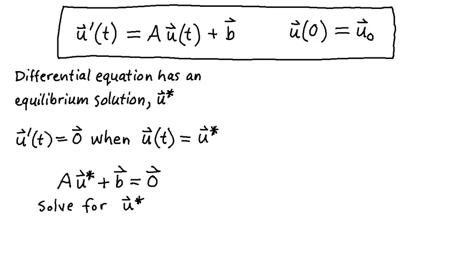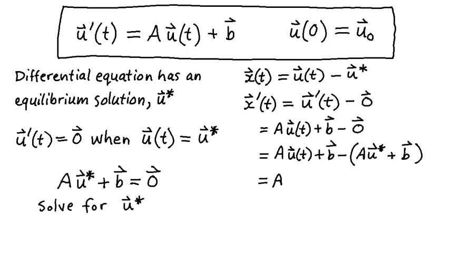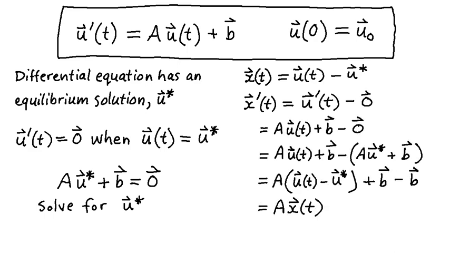Once we've found an equilibrium, we use it to transform the system of inhomogeneous equations into a homogeneous one. To do this, we define a new unknown function, say the vector x of t. We define it as the original unknown function minus the equilibrium that we found. If we differentiate the new vector x and carry out a bit of simple algebra, we eventually find that it satisfies a linear, homogeneous system of differential equations.